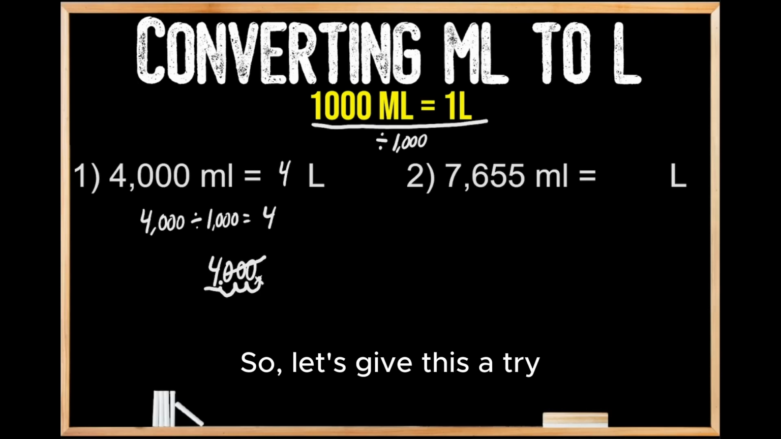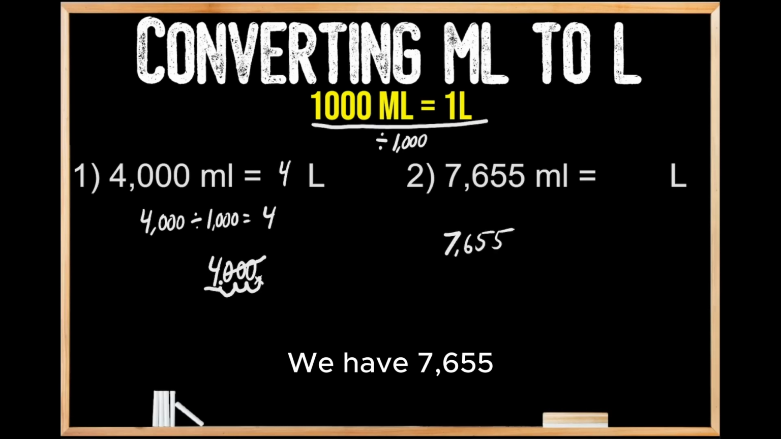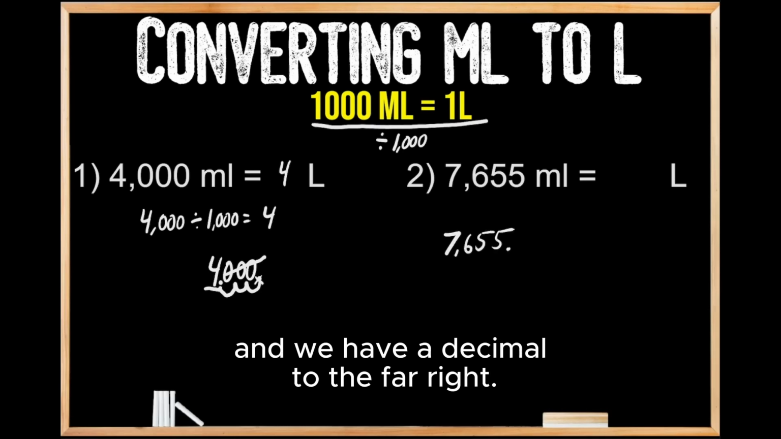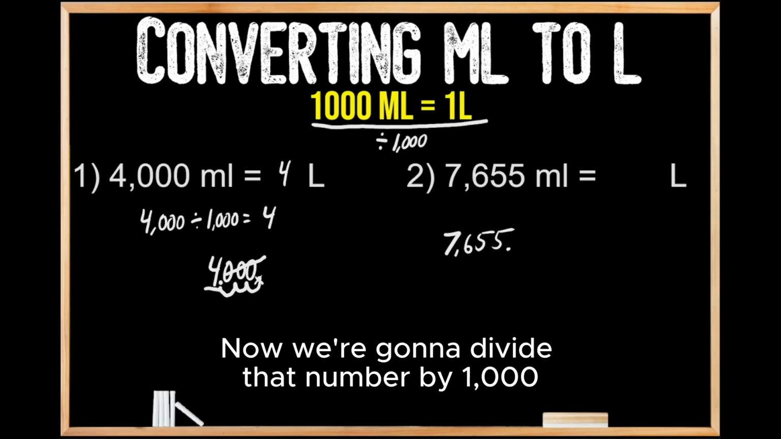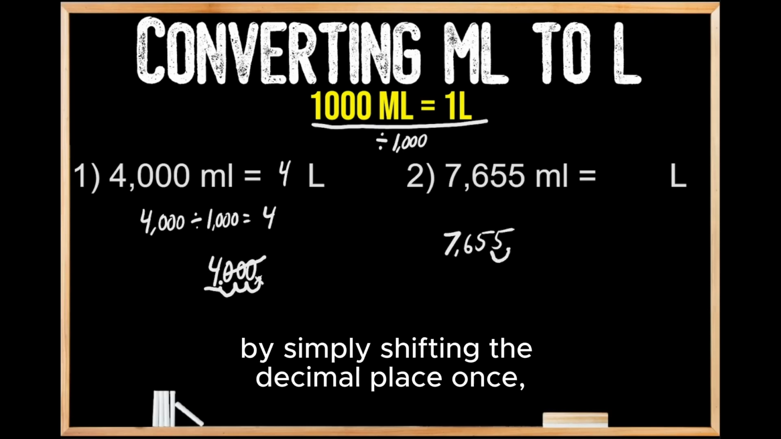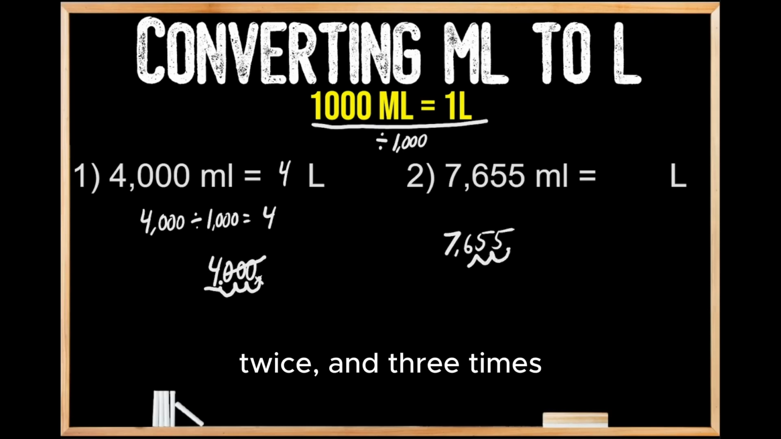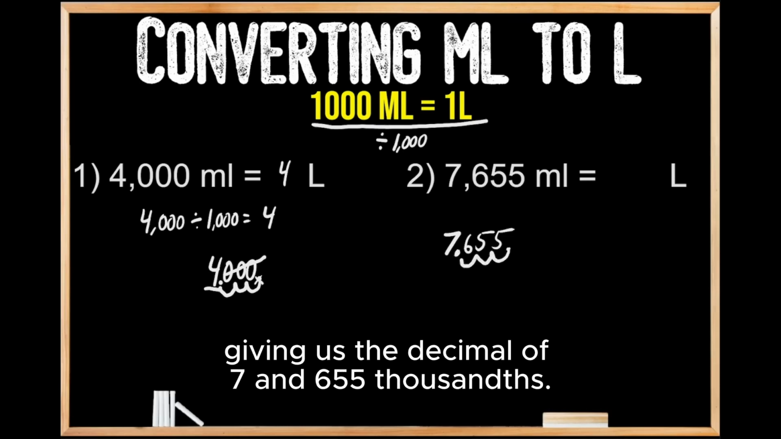So let's give this a try with our second question. We have 7,655 and we have a decimal to the far right. Now we're going to divide that number by 1,000 by simply shifting the decimal place once, twice, and 3 times, giving us the decimal of 7 and 655 thousandths.